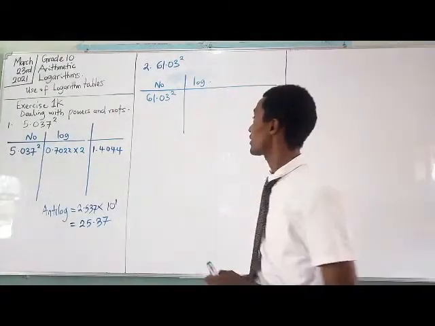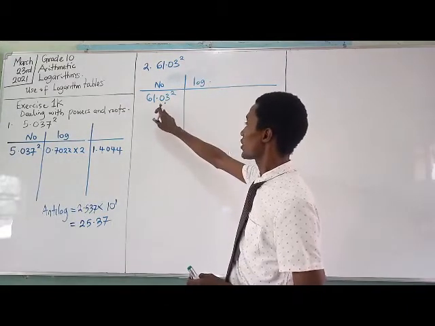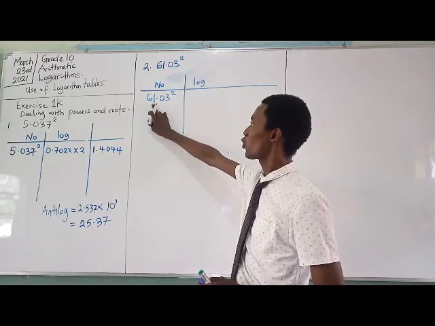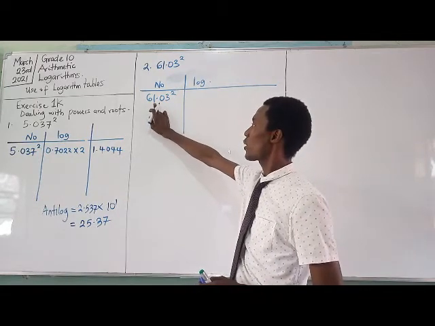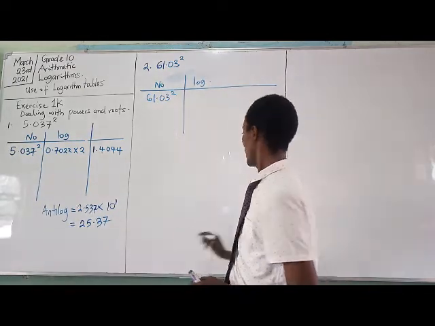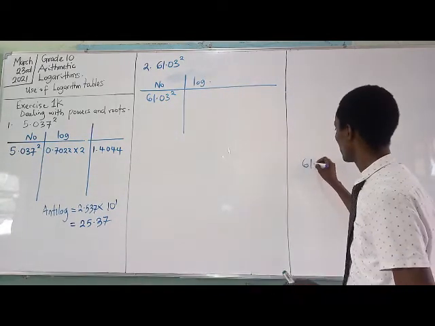So let's try to look at this: 61.03 squared. Now, this in standard form will be 6.0103 times 10 raised to the power of what? 1. Let's write that here so that you see what's happening.